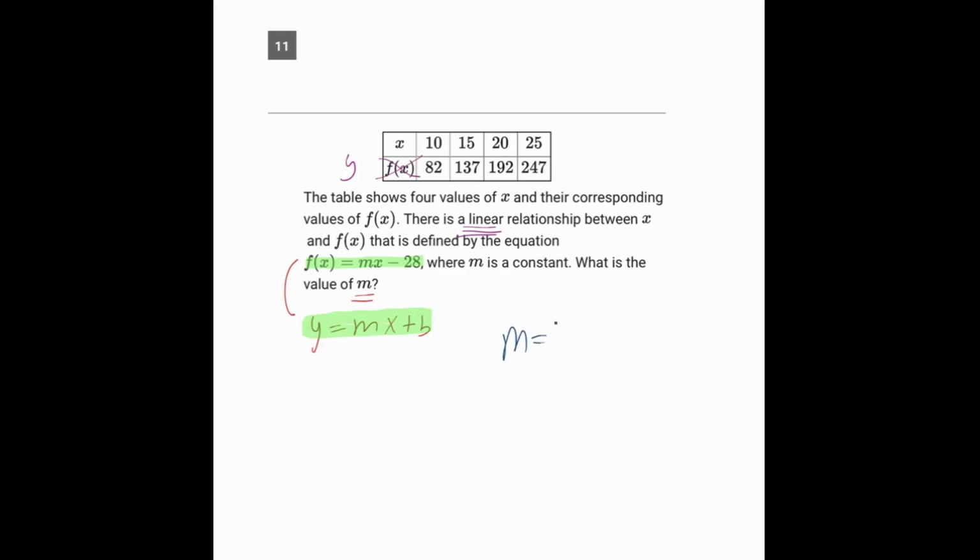So let's use the slope formula. y2 minus y1 over x2 minus x1. And so that's 137 minus 82 over 15 minus 10. And 137 minus 82 is 55. 15 minus 10 is 5. So that simplifies to 11. So our slope is 11, and that's the answer to this question.